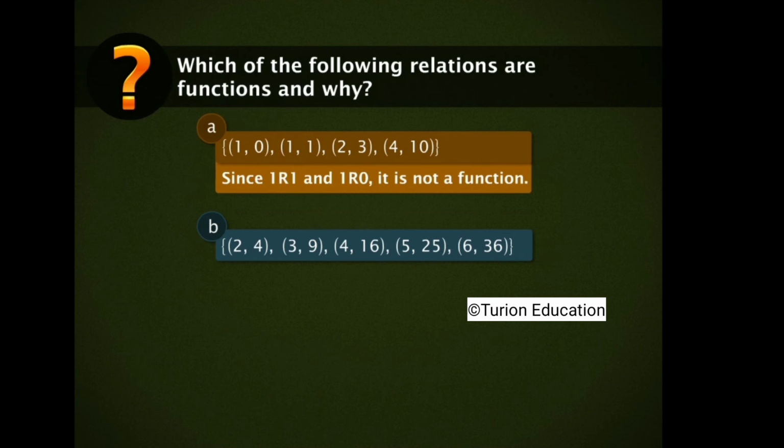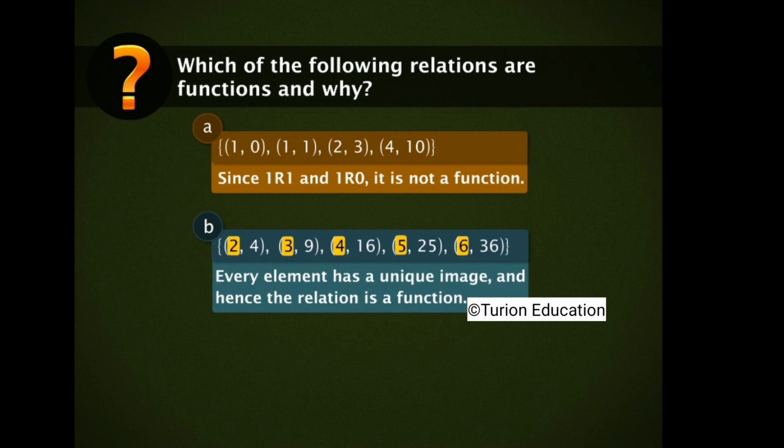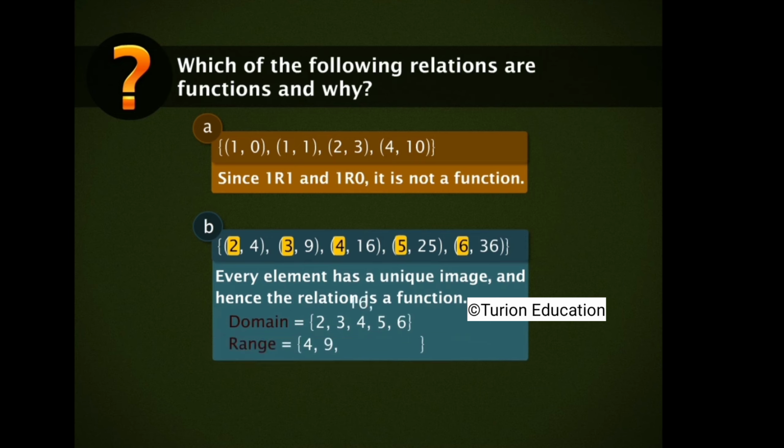Now, coming to the second part. Here the first elements, 2, 3, 4, 5, and 6, have unique images, so this relation is a function. Further, the set of all first elements of the ordered pairs is the domain of the function, and the set of all second elements of the ordered pairs is its range.